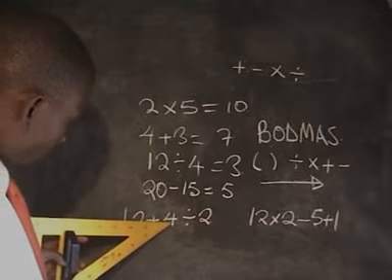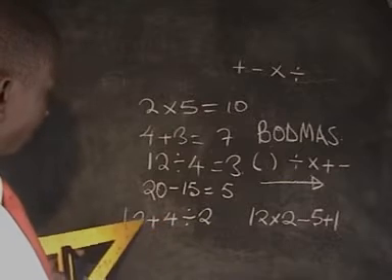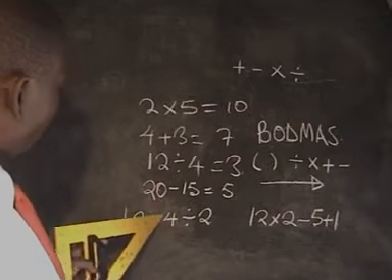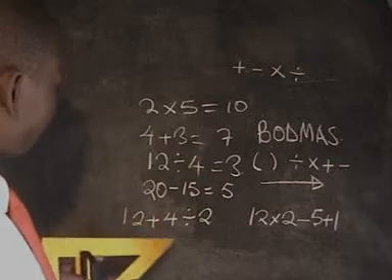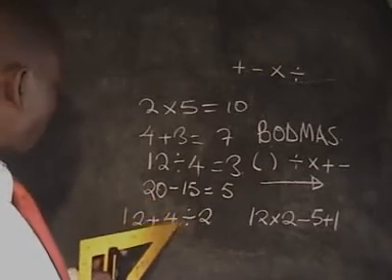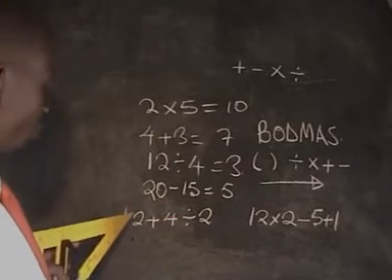Like for instance, I have given two simple examples. 12 plus 4 divided by 2. So if you look at this, if you consider BODMAS, are you going to add 4 plus 12 so that you get 16? Thereafter you divide 16 by 2 so that you get 8. Or are you going to divide 4 by 2, and upon getting a result which is 2, then you add the result to 12?